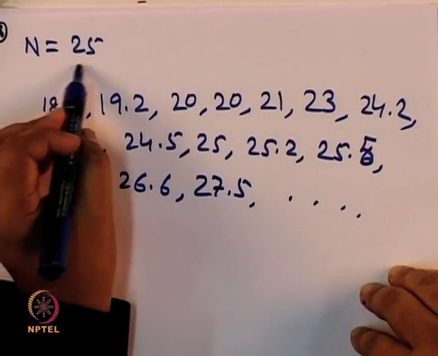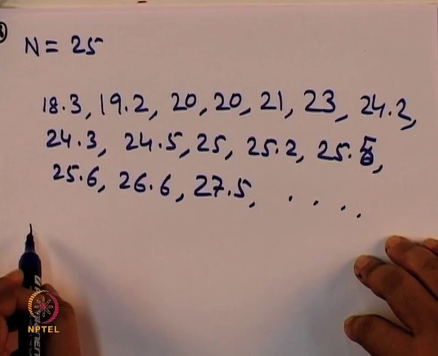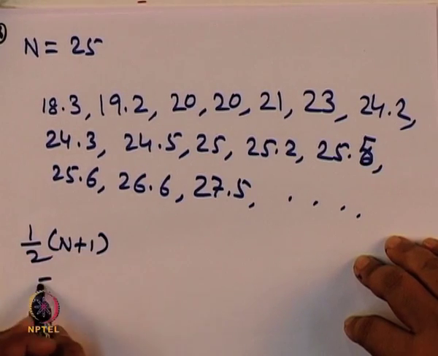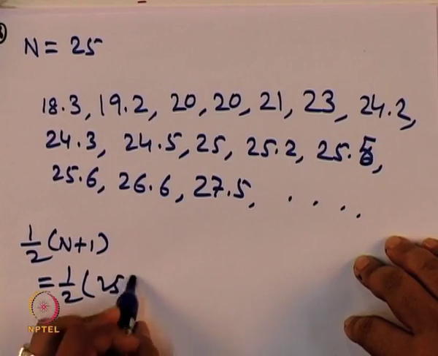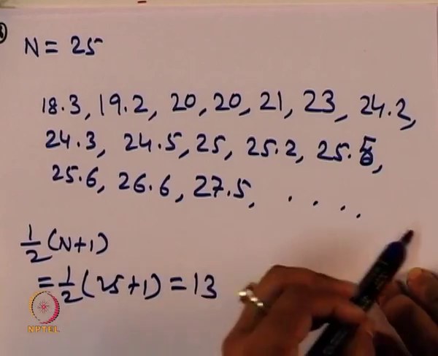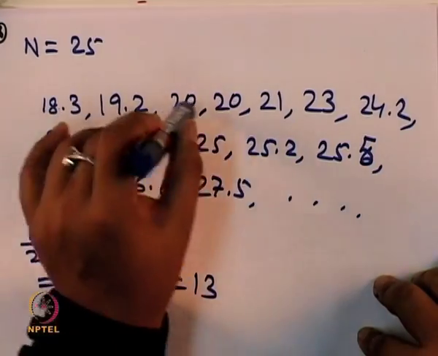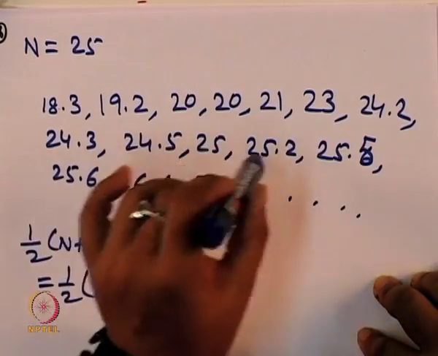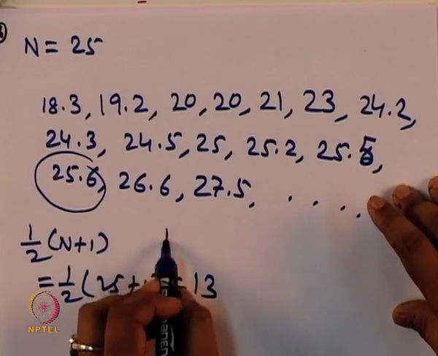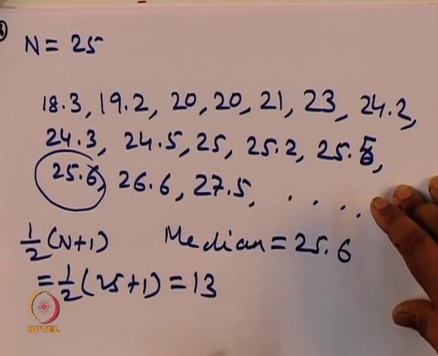Now, I know that n is 25, right. So, my median position is half into n plus 1, which is half into 25 plus 1, equal to 13. I did not complete the list, but counting 1, 2, 3, 4, 5, 6, 7, 8, 9, 10, 11, 12, 13, your median is 25.6. So, the median is 25.6.